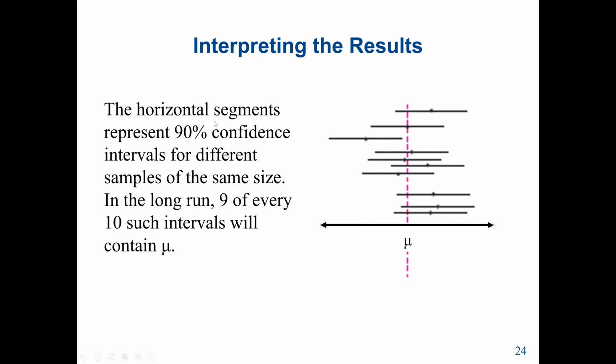So again, the horizontal segments represent 90% confidence intervals for different samples of the same size. Then in the long run, 9 of every 10 confidence intervals will contain the mu, which is the population mean.